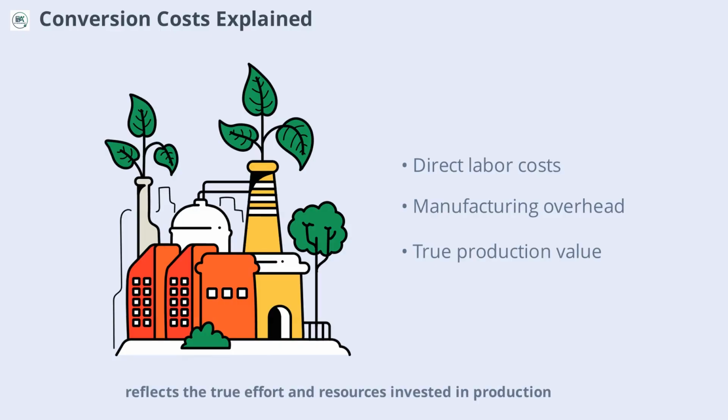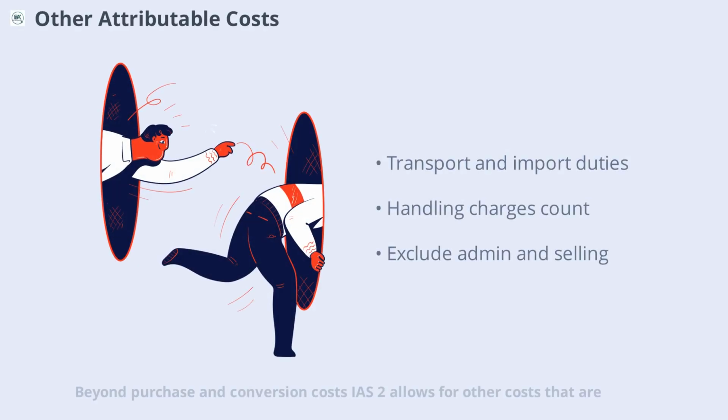Beyond purchase and conversion costs, IAS 2 allows for other costs that are directly attributable to bringing inventory to its present state. This can include transportation fees, import duties, and handling charges. However, costs like storage, unless necessary for production, administrative overhead, or selling expenses are generally excluded. This distinction helps businesses focus on costs that truly add value to inventory.